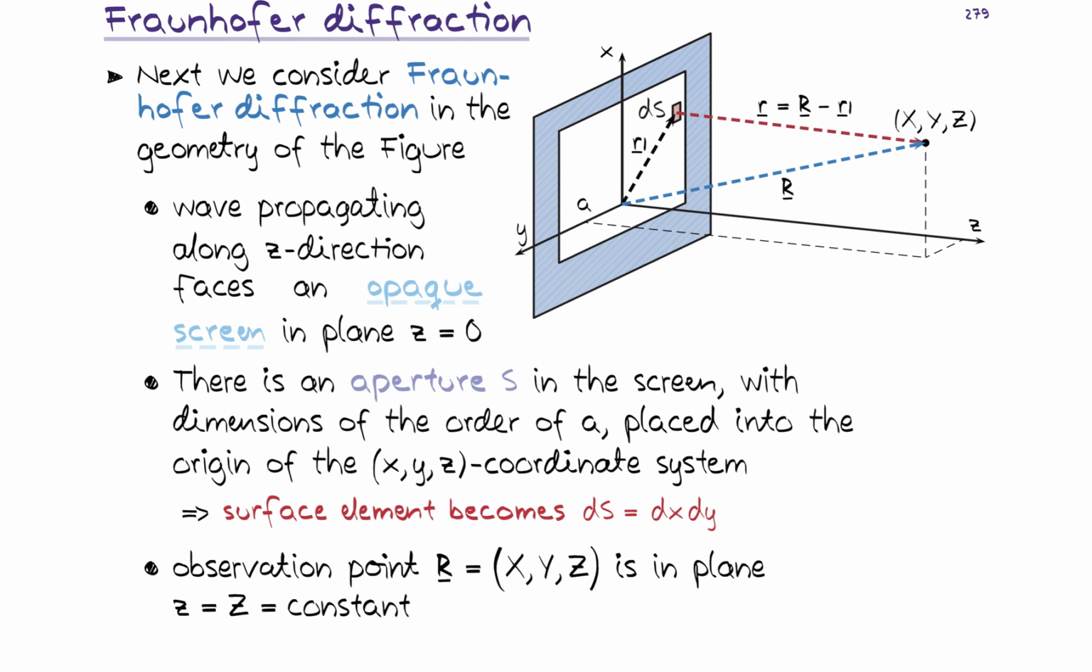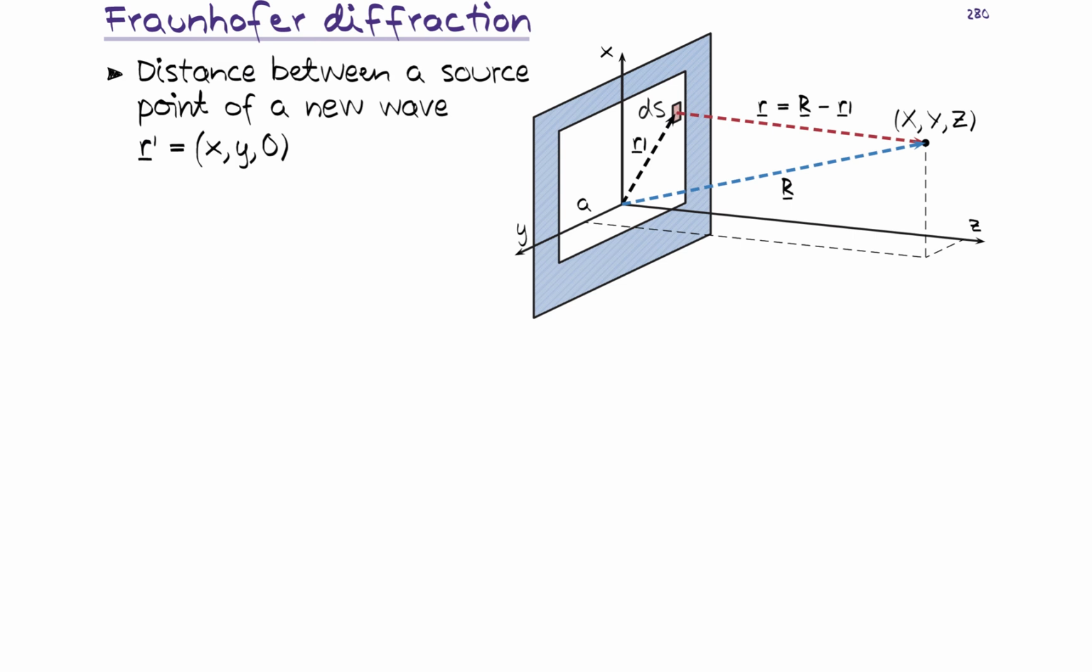And the observation point is always considered to be far away from my aperture. So that's the regime of approximation when we are dealing with Fraunhofer diffraction. The source point of a new wave, essentially where the new wave originates, our r prime location, is denoted with the small variables, and we assume that the aperture is in the z equals 0 plane. And the observation point, which is far away from r prime, the capital R, is denoted with this.